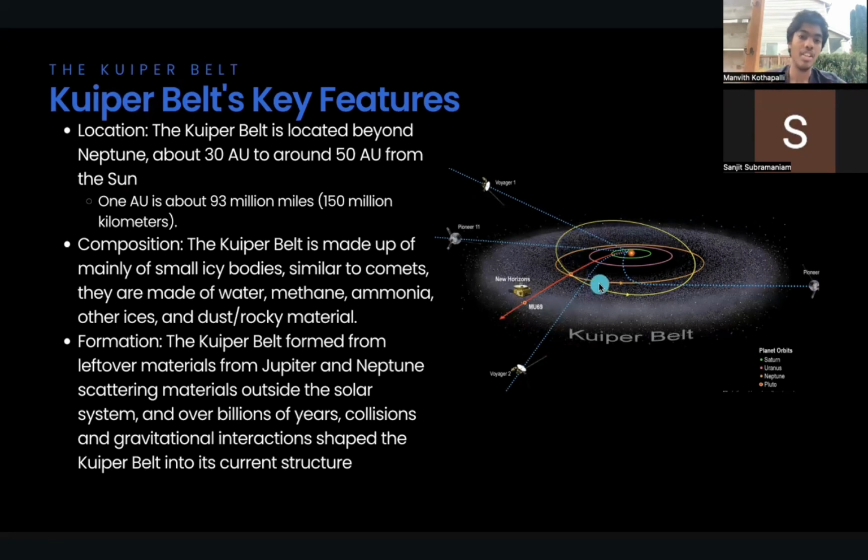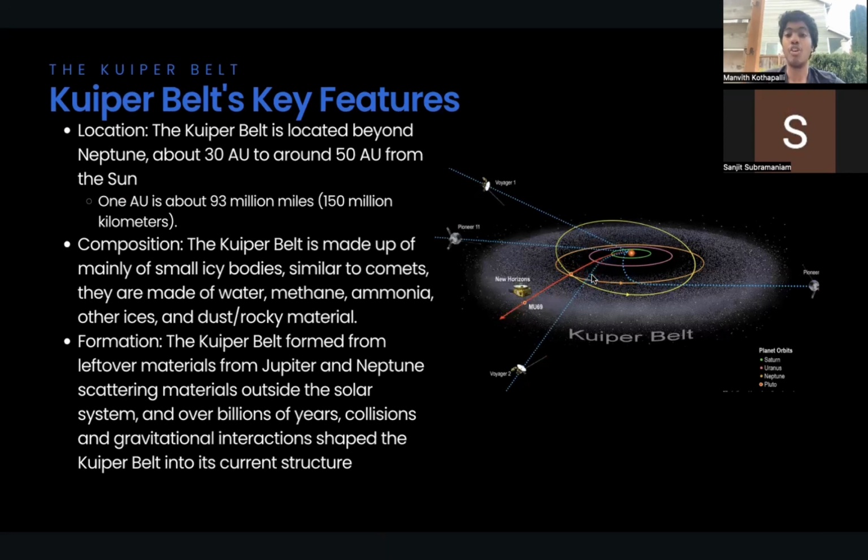Now let's talk about the formation of the Kuiper Belt. The Kuiper Belt formed from leftover materials from the early solar system's formation, with the gravitational interactions with giant planets like Jupiter and Neptune scattering icy planetesimals in the outer regions. Over billions of years, these gravitational interactions shaped the Kuiper Belt into its current structure.